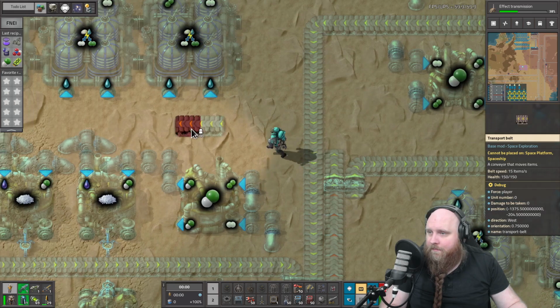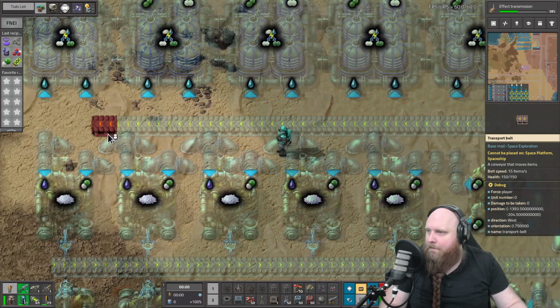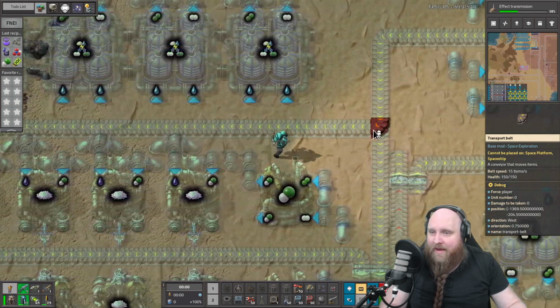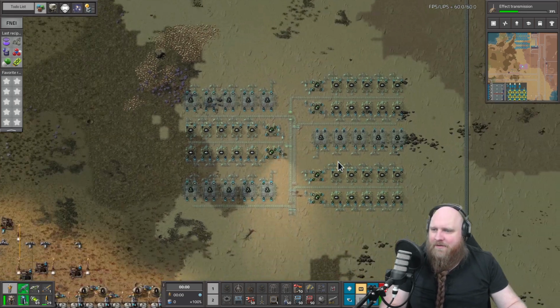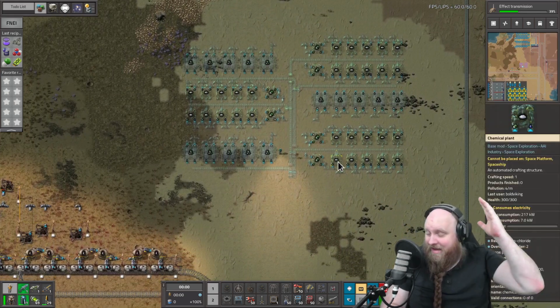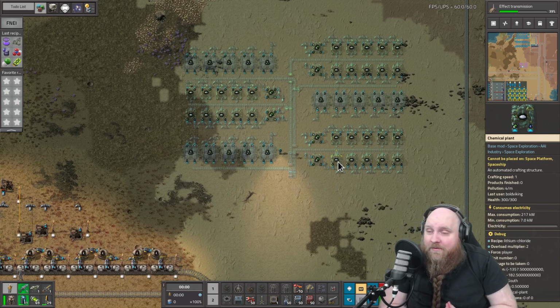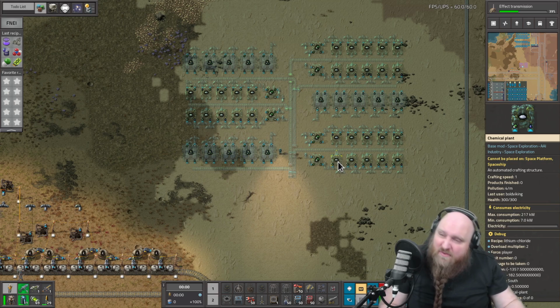Oh, don't place it. Goes over here somewhere. There we go. That should be fine. And then pull you over there. There we go. Don't place it. Good. So red belt of sand goes in, and red belt of lithium chloride comes out. That could work. It's definitely a different build.